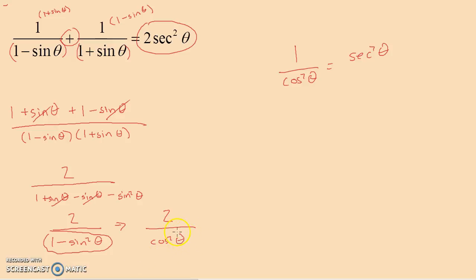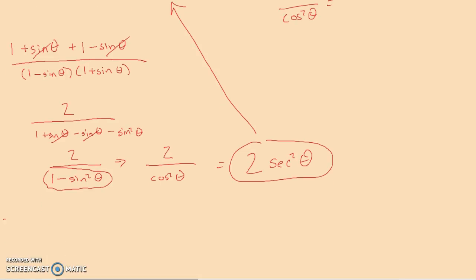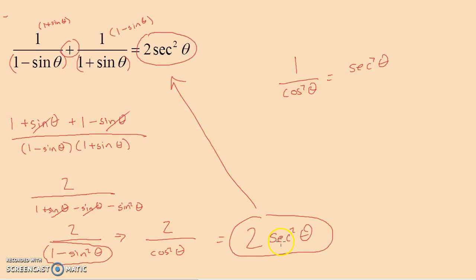So I can move that cosine squared from the bottom to the top if I use a secant. So I get 2 secant squared theta, and there is my answer. It matches up with what I knew the answer was, so I know I'm done. I have taken the left side, done nothing more than some simple algebra and a little bit of trig identities, and I found that that left-hand side equals that right-hand side. Pretty cool there, pretty simple to do.